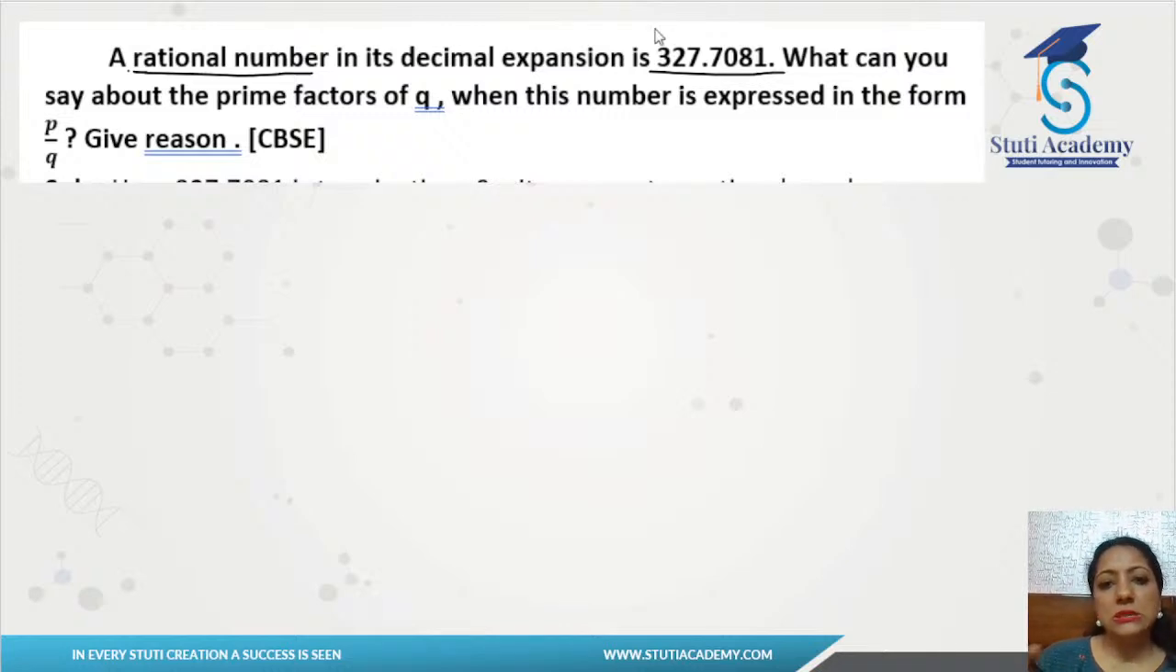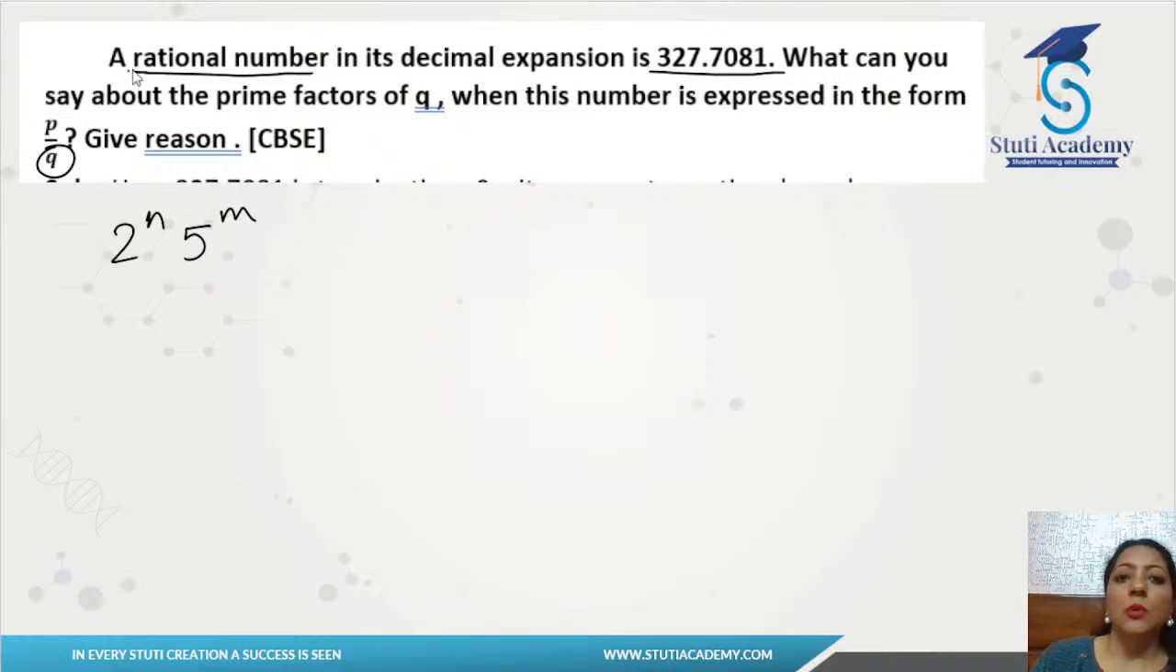So we've discussed this earlier also. If we have a terminating decimal expansion for a rational number, then if we write that rational number in the form of p upon q, the prime factors of q are of the form 2 raised to n, 5 raised to m, where n and m are non-negative integers.